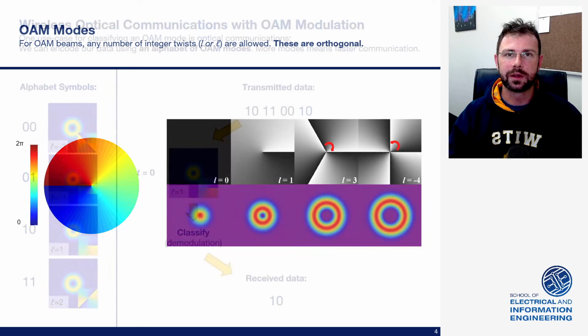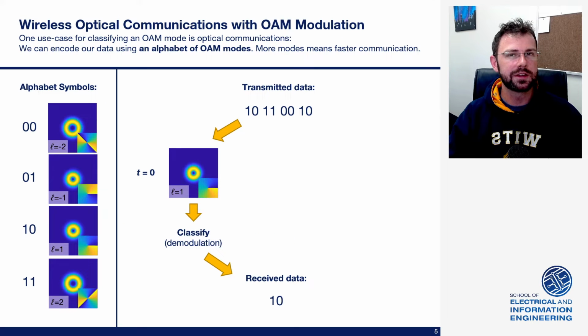And this is useful because if we wanted to do optical communications with this, we could do something which we could call OAM modulation. This is just one use case for it, of course, but it's the one I'm interested in. So let's say we define an alphabet, and if we have two binary bits, which means we have 4 different combinations, we could assign each of these pairs of bits to a different OAM mode. For example, L equals -2 would be 0, 0, and this 1, 0 would be L equals 1.